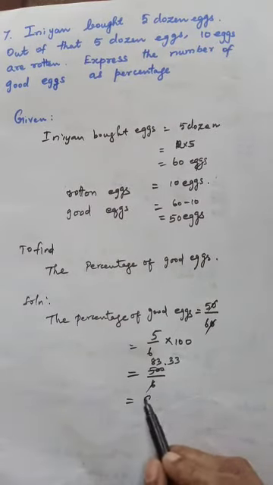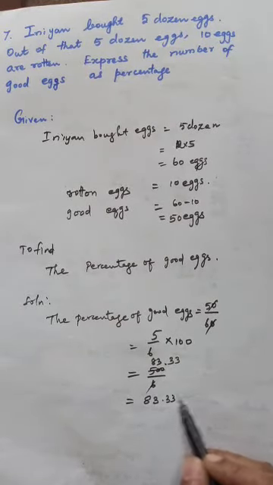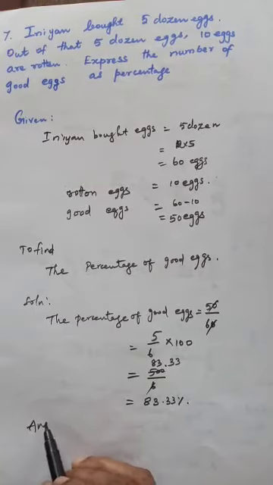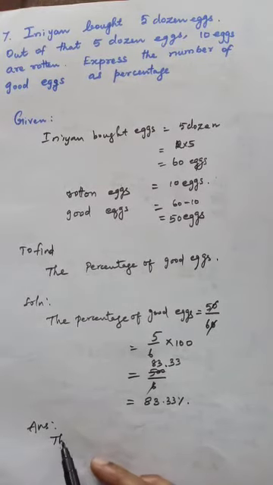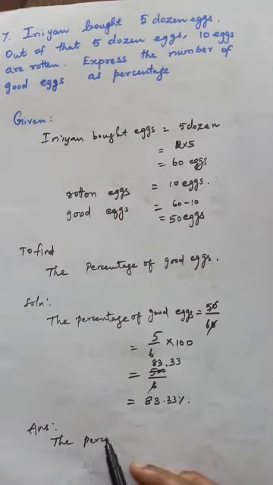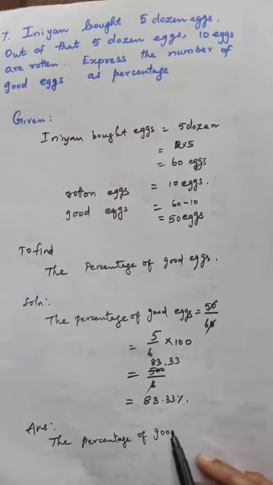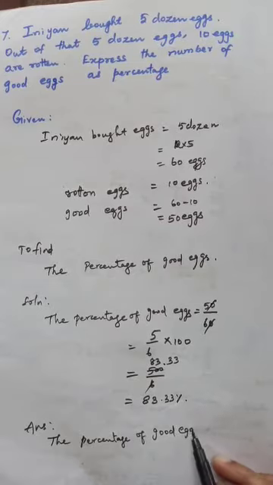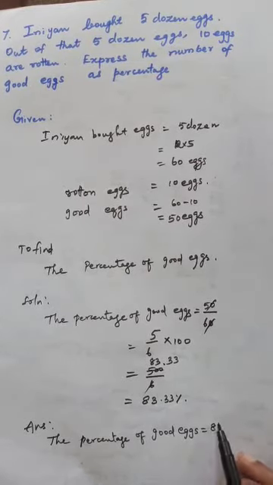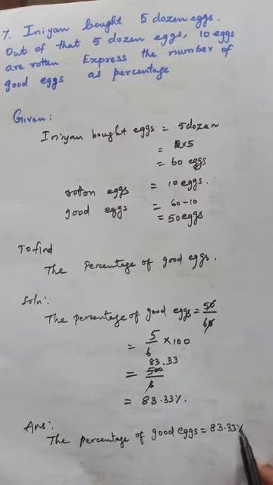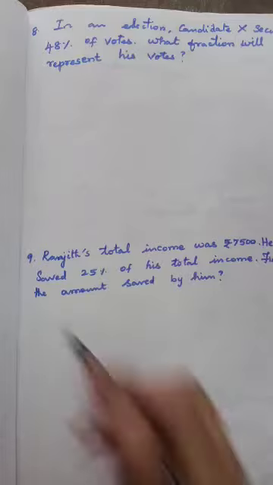So the answer is 83.33%. So answer, the percentage of good eggs is equal to 83.33%. Then we shall see the 8th problem.